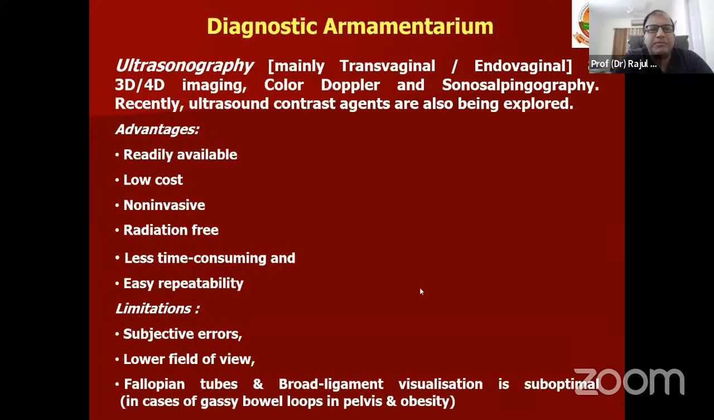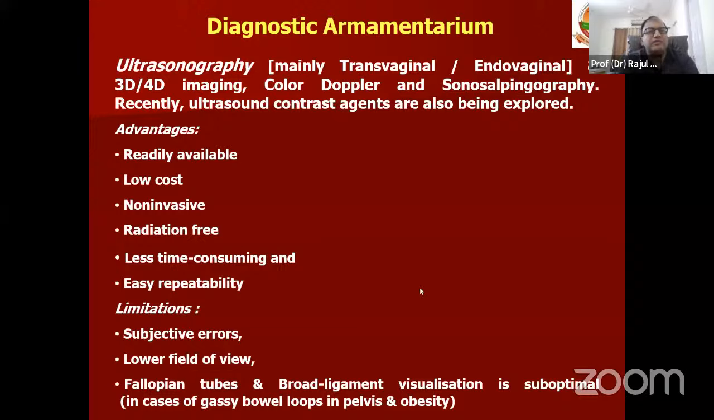Among the diagnostic armamentarium, the majority of the patients who are infertile will first be subjected to ultrasonography, which forms the mainstay of the diagnosis, as well as helping in the treatment, which we will see in subsequent slides. It is usually a transvaginal or endovaginal ultrasound, which can be coupled with 3D and 4D imaging. It can be coupled with color Doppler and sonosalpingography. And recently, ultrasound contrast agents are being explored, specifically in the form of HyCoSy.